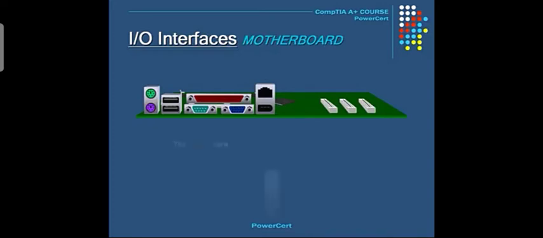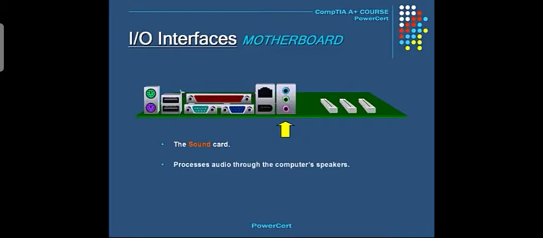A sound card is another type of interface that could be found on a motherboard. And just like integrated video, if a motherboard has a sound card built in, then this is known as integrated sound. A sound card is what processes audio through the computer's speakers. A basic sound card has an audio output port for attaching speakers, and an input port for a microphone for recording purposes. More sophisticated sound cards will have extra ports. For example, ports for subwoofers and surround sound, and ports for other digital audio equipment.